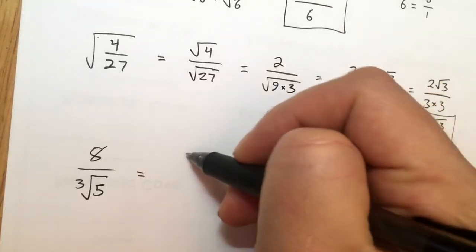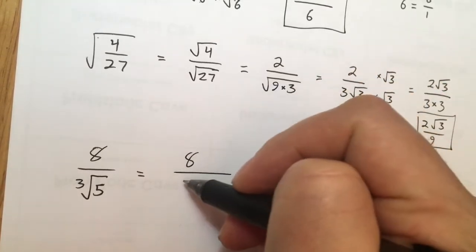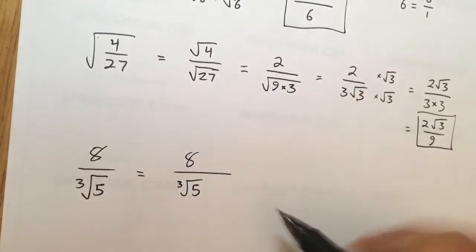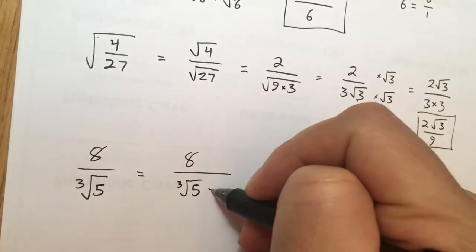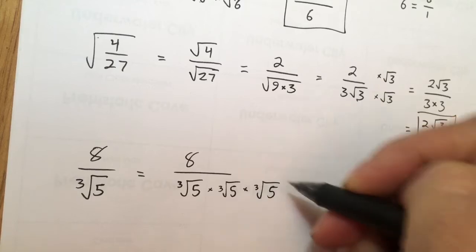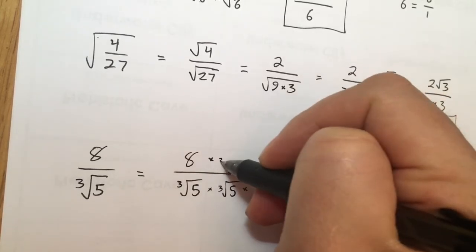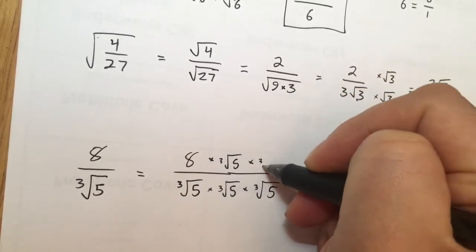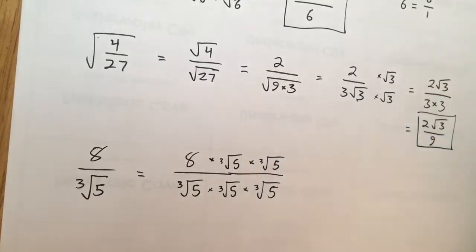So that's what we're going to do. We are going to multiply the numerator and denominator of this fraction by cubed root of 5 times cubed root of 5 times cubed root of 5. If I do it to the denominator, I have to also do it to the numerator.